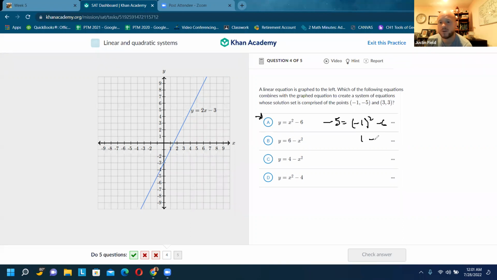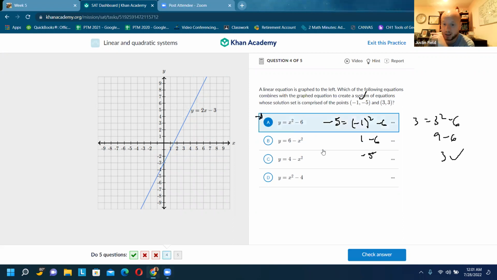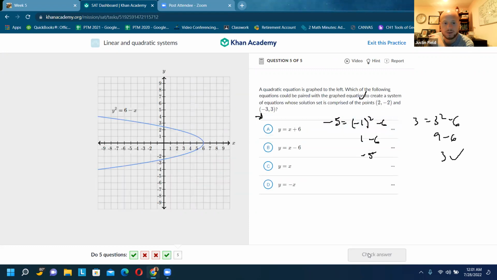So I know that would be 1 minus 6 is -5. So I already knew that one works. How about 3, 3? Does that work in this equation? 3 equals 3 squared minus 6. Well, see, now that is true. 9 minus 6 is 3. So it is A. No, I got it right. You see? All right. Last one here.